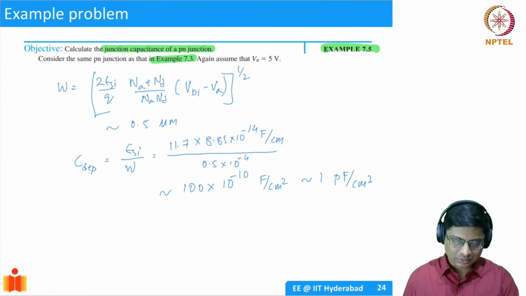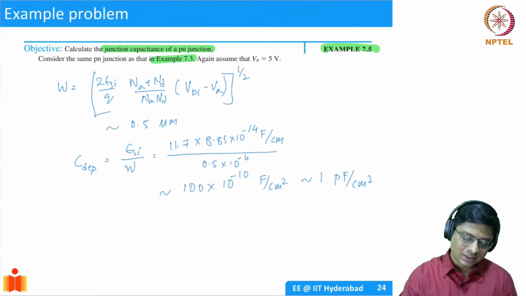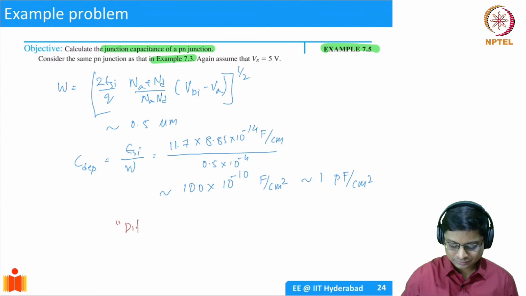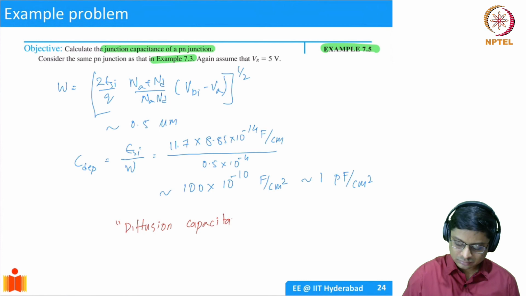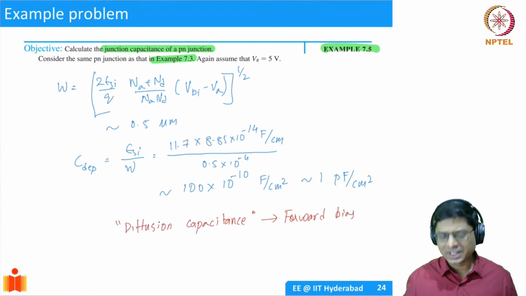So that's it. We only talked about the depletion capacitance. You might ask, what about the forward bias? Is there any capacitance? It turns out that even in the forward bias, there is a capacitance which we call diffusion capacitance. This is in the forward bias. The functional behavior is different. It's essentially something to do with how much time the minority carriers are going to spend in the semiconductor.